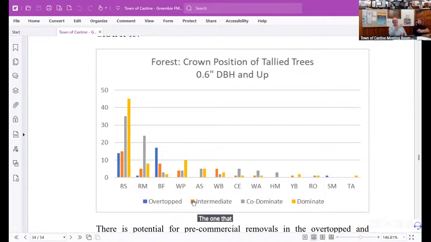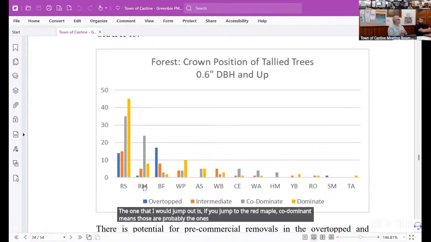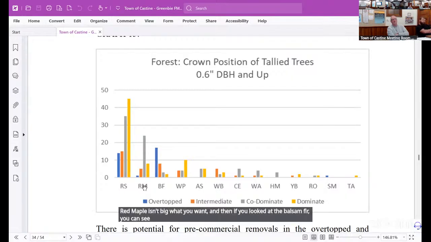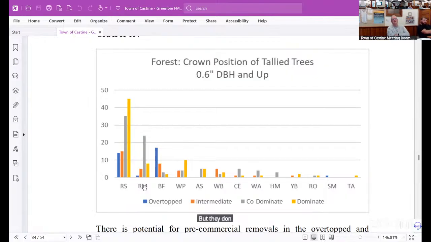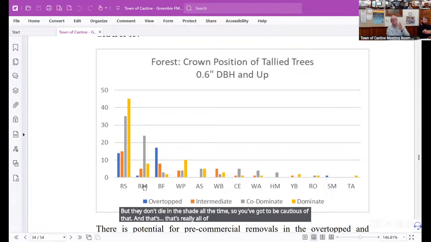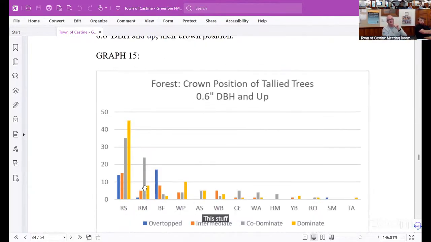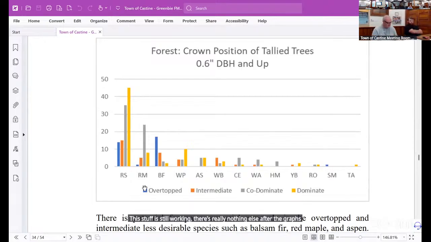The one that would jump out is if you jump to the red maple, co-dominant means those are probably the ones that would be your firewood trees that would come out. You would reduce that because red maple isn't what you want. And then if you looked at the balsam fir, you can see, the numbers are not directly shown, but the balsam fir is on the overtop, they're in the shade already, but they don't die in the shade all the time. So you've got to be cautious of that. And that's really all of this. This is just a very simple way of looking at them. Crown position, people sometimes like to know, sometimes don't, but I like to throw it in. There's really nothing else after the graphs other than little things that I was making notes of.